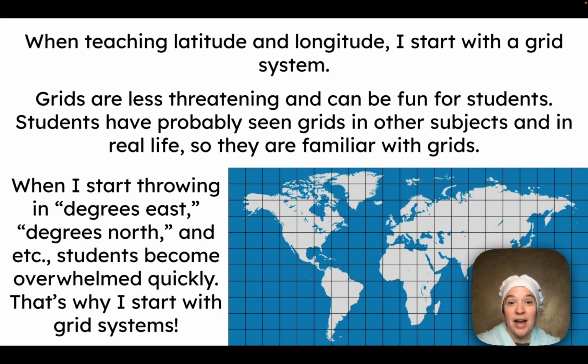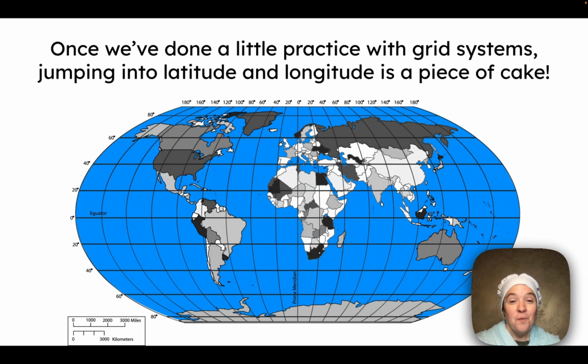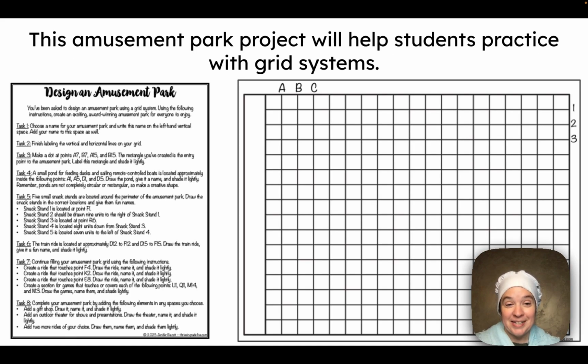I found that when I jumped right into teaching latitude and longitude with no preparation, and I started using terms like degrees north, degrees east, students got overwhelmed very quickly. And so I always now start with grid systems, and it goes so much smoother when I have prepared students with grid systems. When we jump into latitude and longitude, everything is so much easier. Teaching latitude and longitude is a piece of cake after students have learned grid systems.